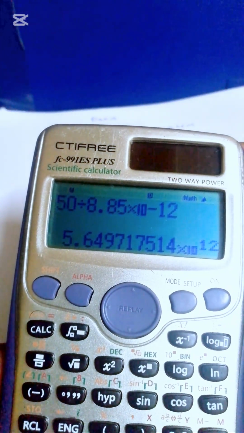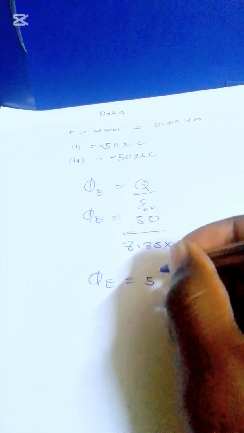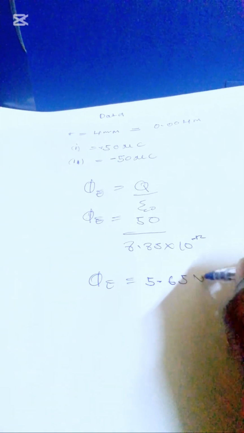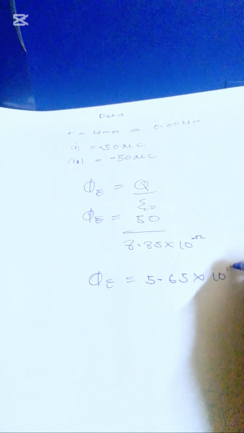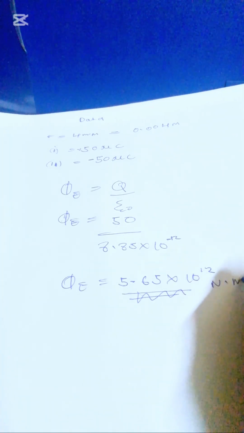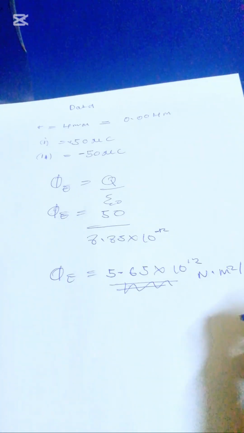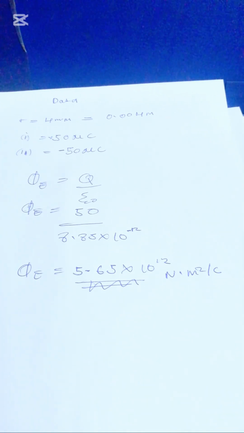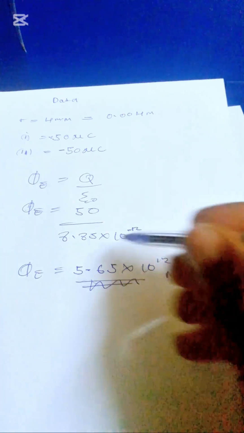Okay, so we are going to round off to at least 3 significant figures. So my final answer would be 5.6. Okay, so this is a 4, so I'll round off, it will be 5, then times 10 to the power 12. So this will be our answer, and this is electric flux, and the SI unit is Newton meter squared per coulomb. So we are going to have that. Okay, so this one is for charge 1.